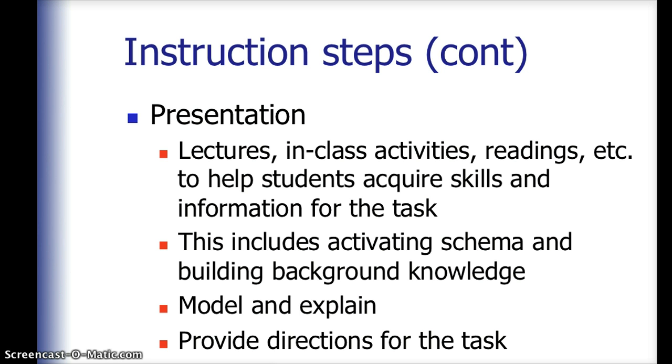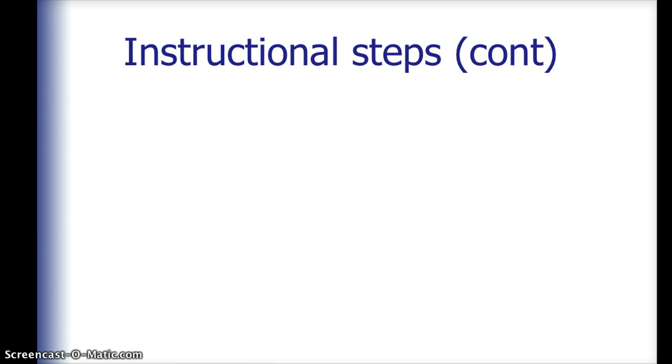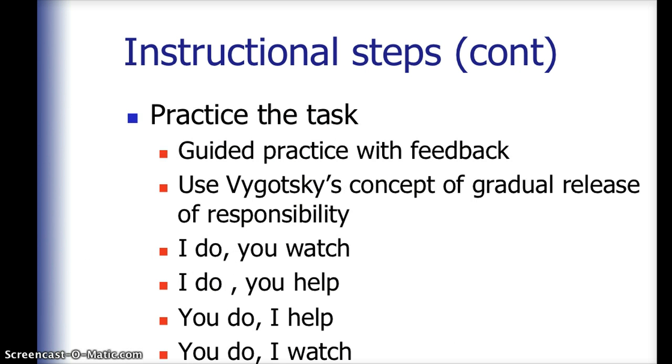If you're teaching students a skill or concept for which they have no context, you're going to have to build some background knowledge for that. Once you've built that background knowledge, then you're going to model and explain, and then you're going to provide directions for the task. Now, modeling and explaining is not just one step. That may be several steps, maybe several ways of modeling, different kinds of ways of explaining what you want students to do. And then they're going to practice the task.